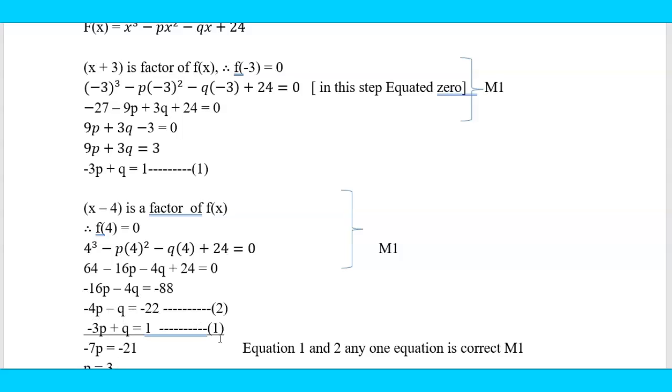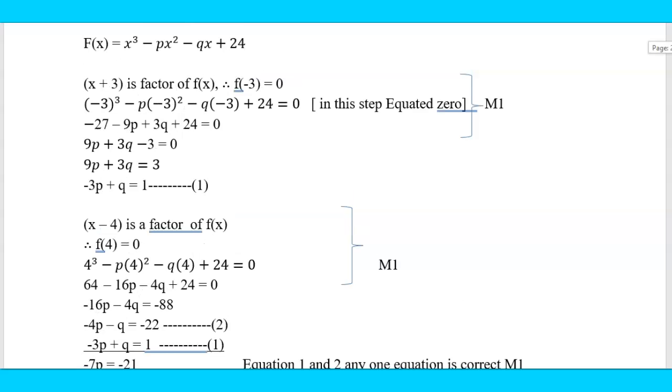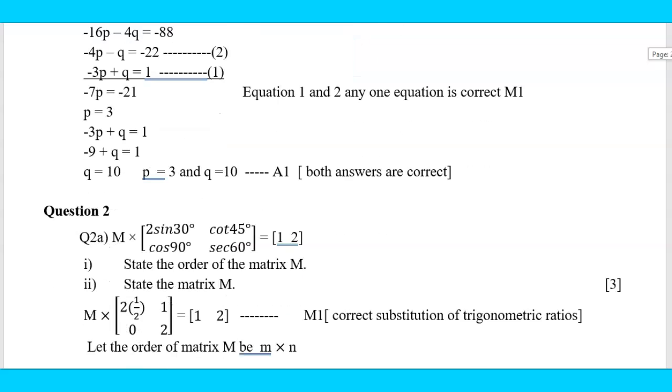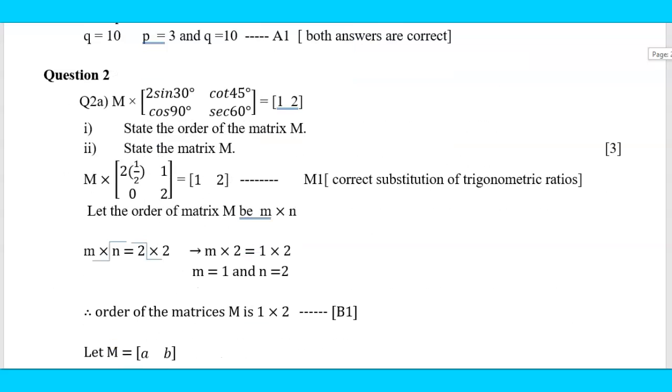And getting two equations, if any one of the equations is correct, you will get 1 mark. And after solving, if both answers P and Q are correct, then you will get 1 more mark. If one of the answers is correct and one is wrong, then you may lose this mark. Okay, now we'll move on to the question number 2A. 2A is a matrix question. Here matrix M is multiplied with some other matrix. You have to find the order of matrix M.